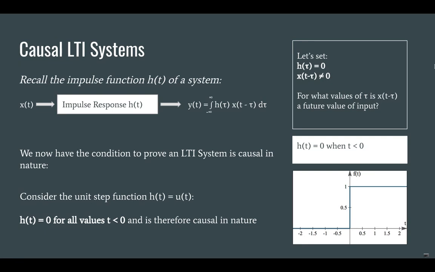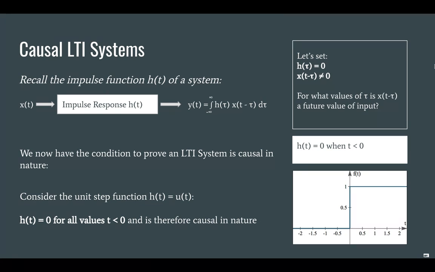So far, we've become pretty familiar with linear and time invariant systems. So how do we define a causal linear time invariant system? As you can recall, the output of a system y of t can be written as the convolution of the input signal, x of t minus tau, and the impulse response of the system, h of tau. For this example, we're going to assume that y of t is causal. Let's set h of tau equal to 0, and therefore x of t minus tau cannot be equal to 0. What if we set tau to be a negative number?